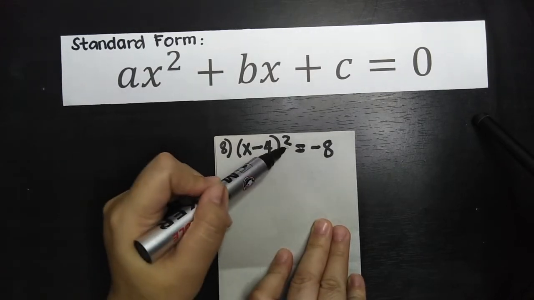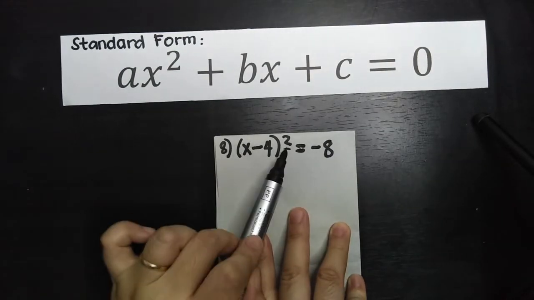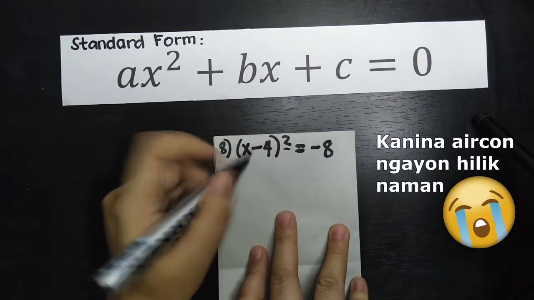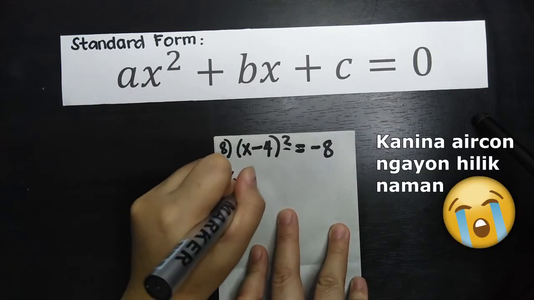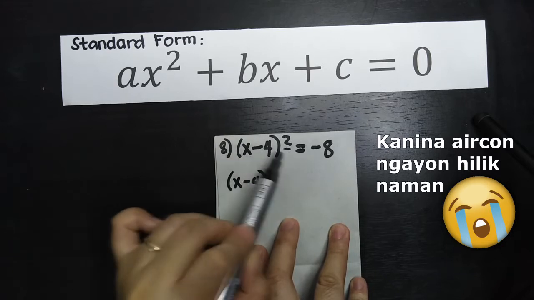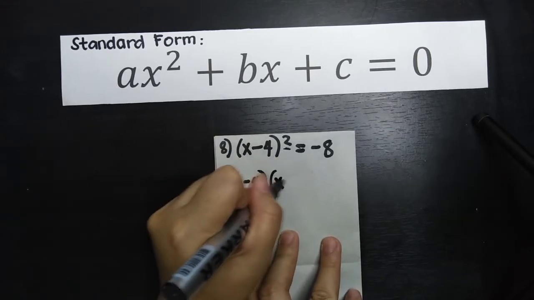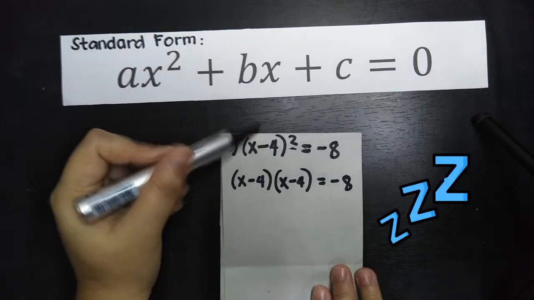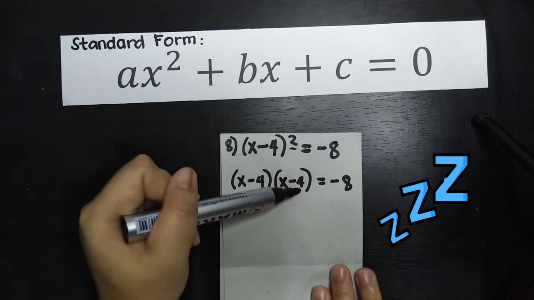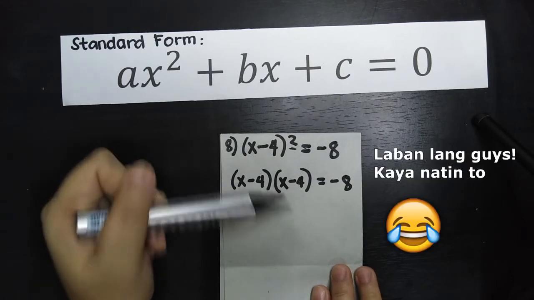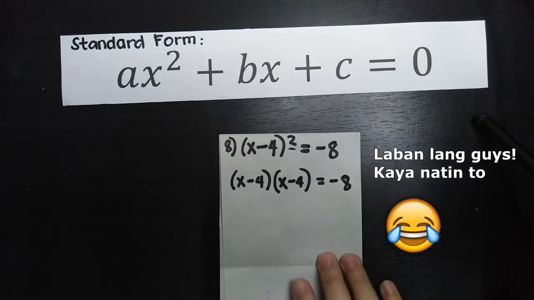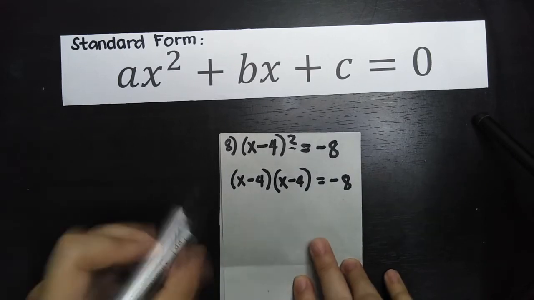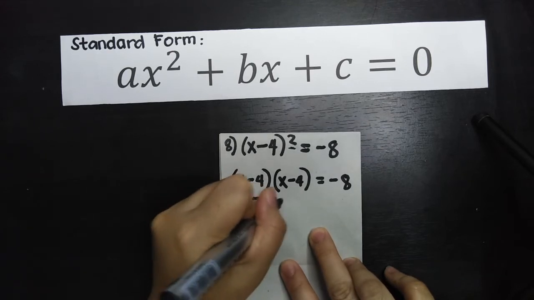So, ang ibig sabihin lang nitong squared na to is parang dalawang factor ng x minus 4. So, it will be x minus 4 times x minus 4. Parang paghihiwalayin lang natin yung factors niya. X minus 4 equals negative 8. Ayan. So, the square of the quantity x minus 4 is equivalent to this, x minus 4 times x minus 4. Okay. So, again, in our previous example, if you multiply two binomials, we will use the FOIL method.